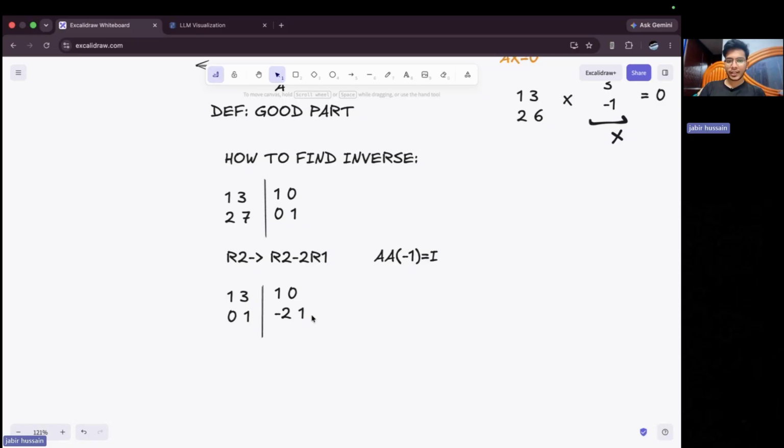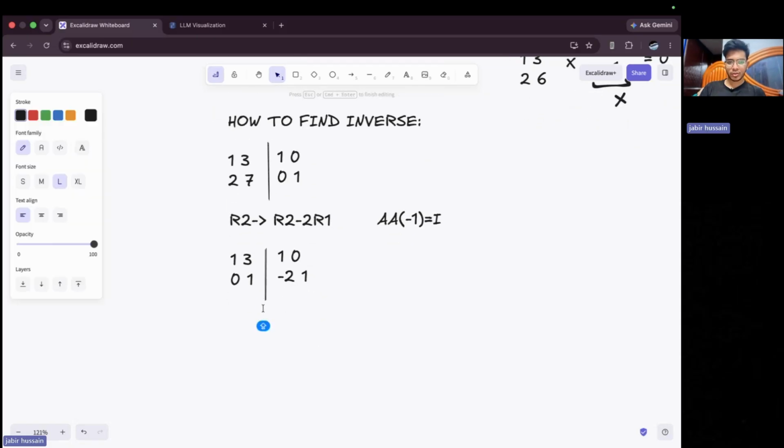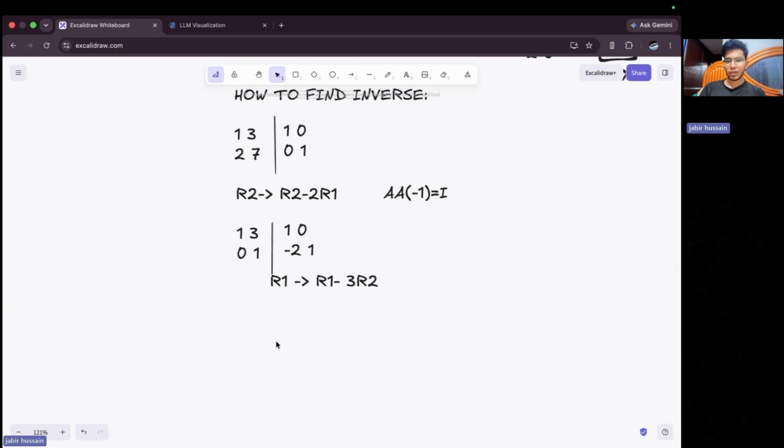Now I'll do another operation. What operation will I do? Let's say on row 1, the goal is to make this part the identity. So I'll take row 1 and do row 1 minus 3 row 2. If I do that, then what will happen?